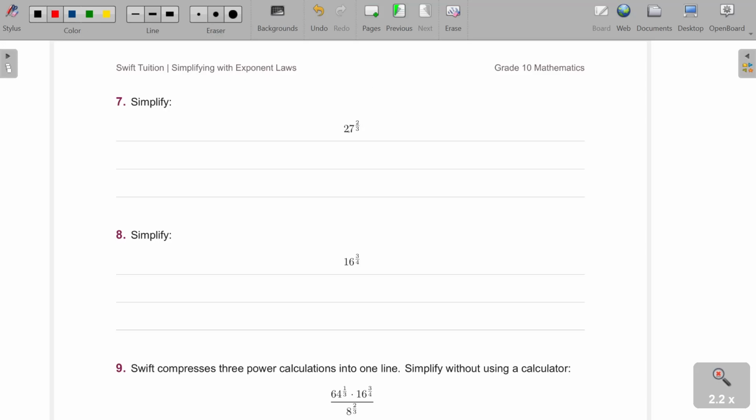And what you'll realize is that 27 is the same as 3 to the power of 3. Okay, so instead of writing 27, I'll just say 3 to the power of 3.